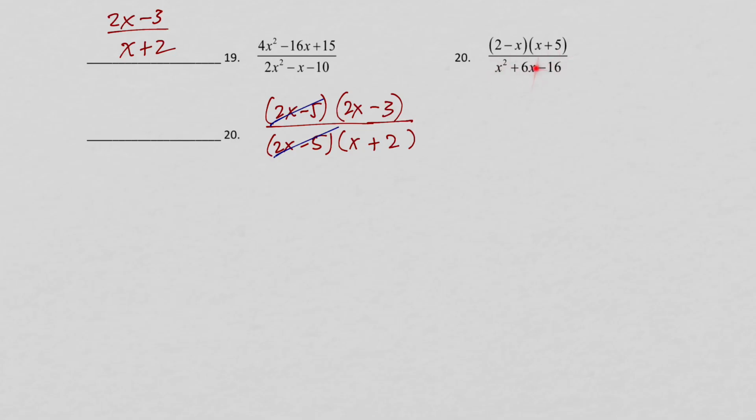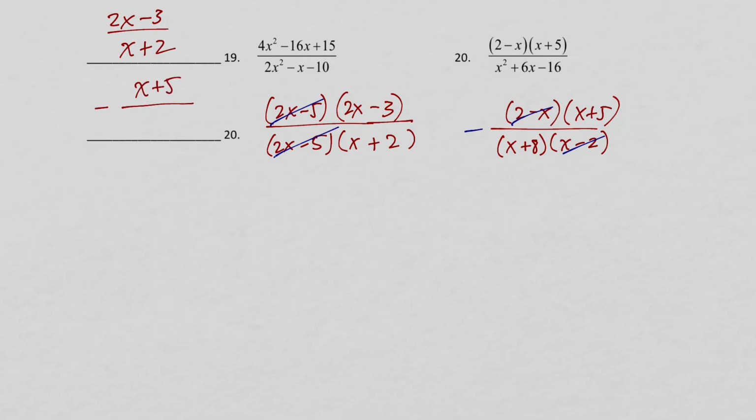So now I'm going to factor this. On the bottom, we're going to have x plus 8, x minus 2. And on the top, we have 2 minus x times x plus 5. These are backward around a negative, so we can cancel these out as long as we add a negative sign. So our final answer is negative x plus 5 over x plus 8.